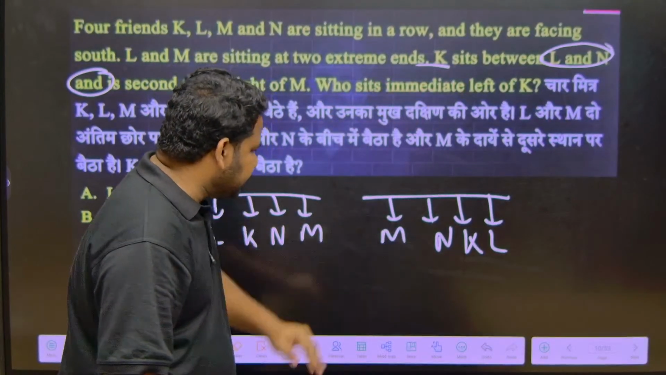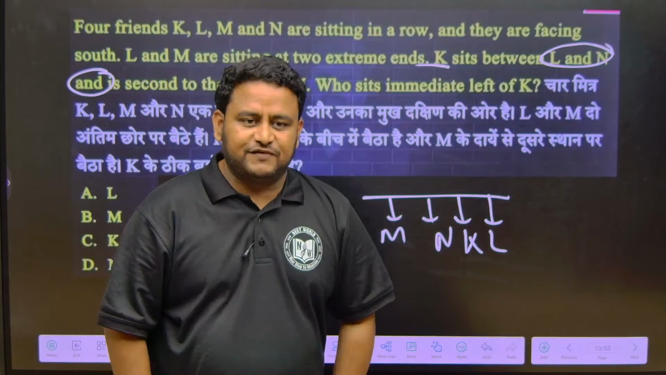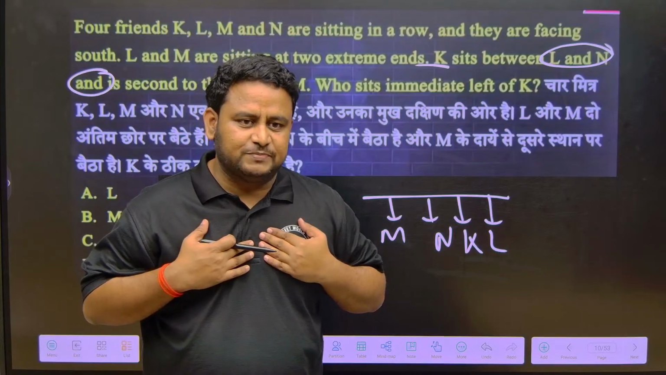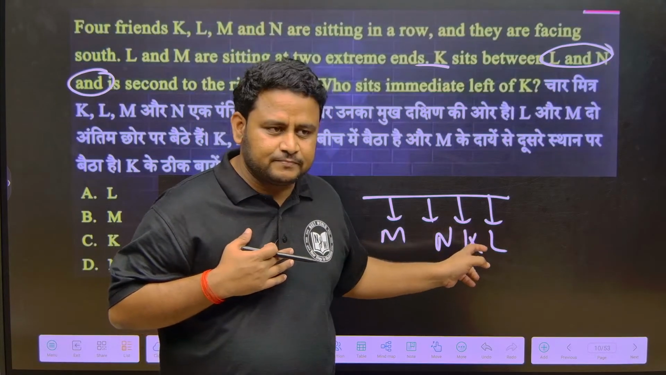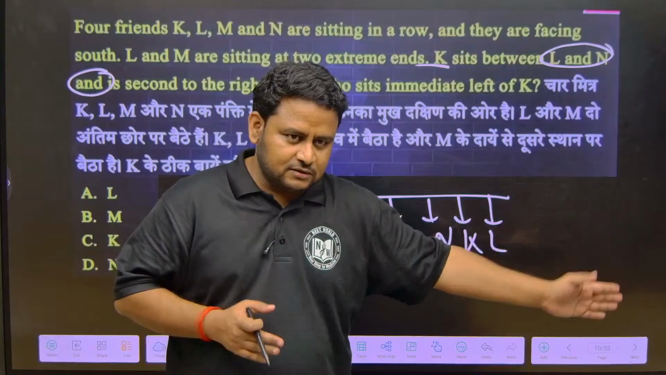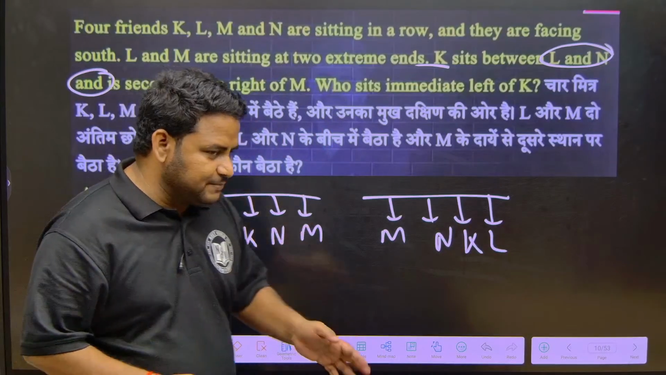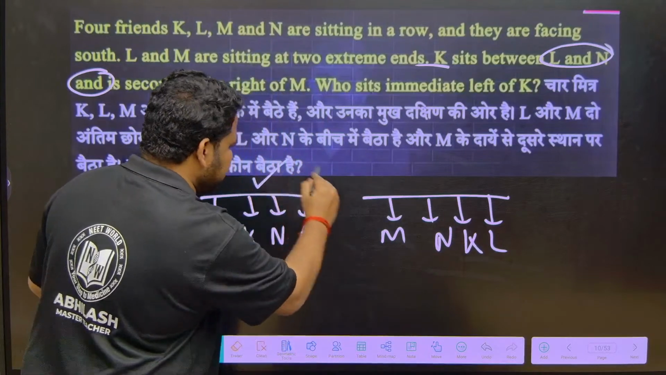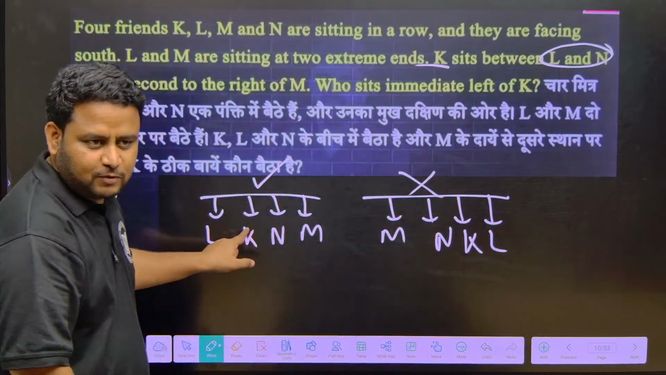I have written it here. N sits second to the right of M. I am standing here, facing here. I am M. To the second to the right of me, N should be there. But here N is to the left. If I see this side, N will be left. But here, if I am M, N sits second to the right of me. So I should take which possibility? This is correct for me. This I cannot take. So I got the possibility as this one.